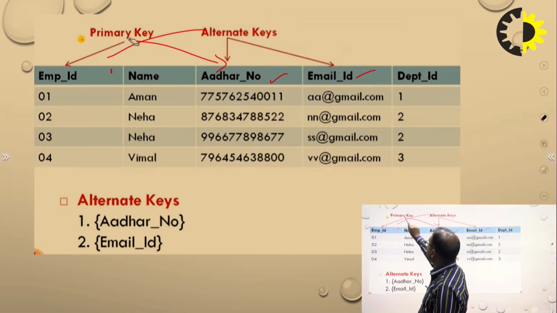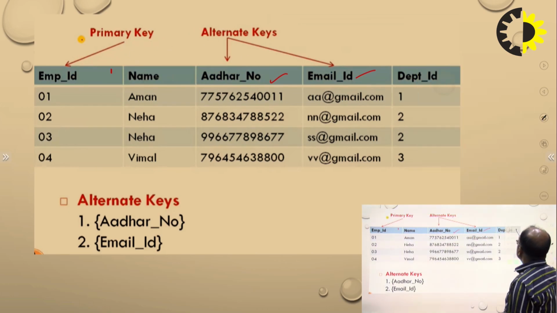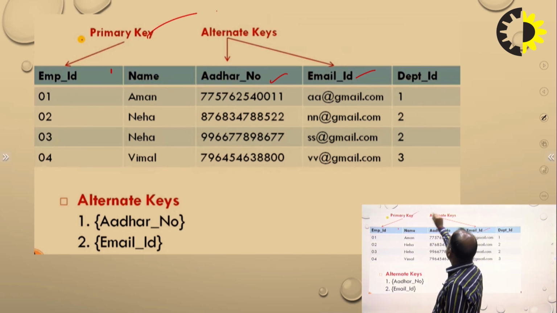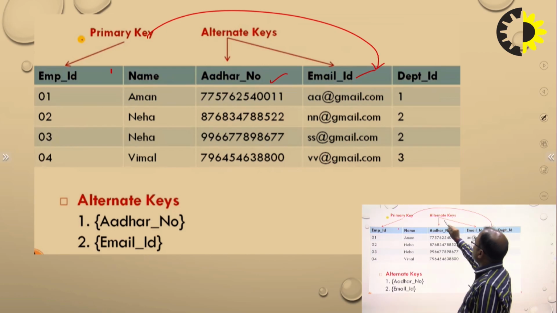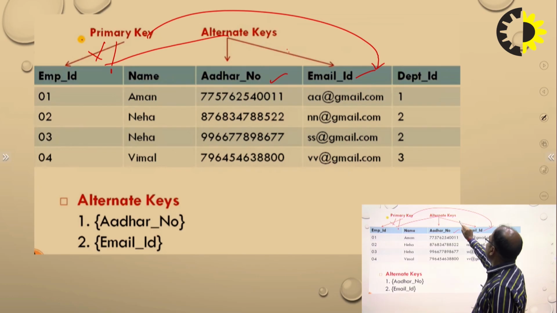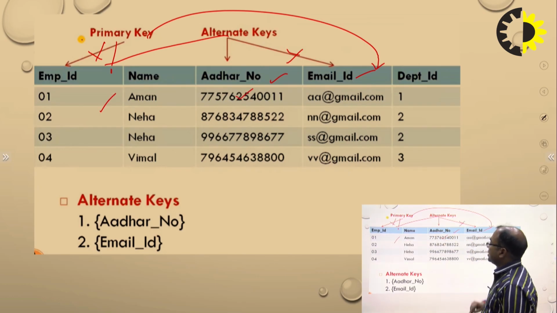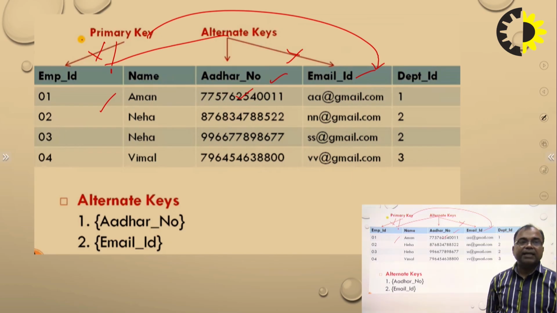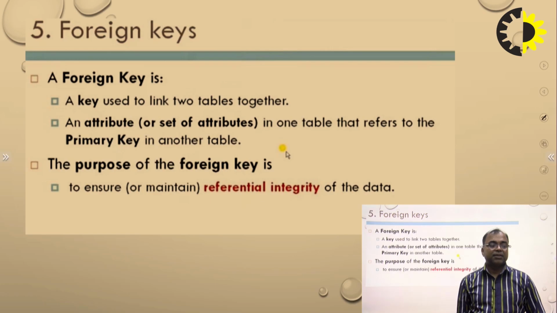If we choose email ID as the primary key, then these two, employee ID and Aadhaar number, are alternate keys. Employee ID is then not the primary key. So what is left from the candidate keys is called the alternate key. This is all about the alternate key in a DBMS.